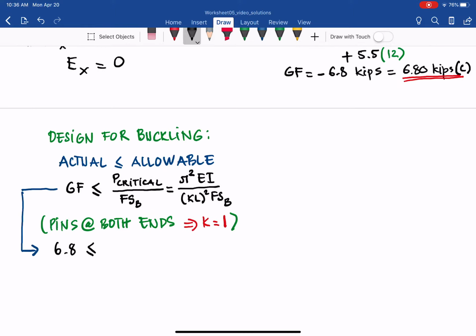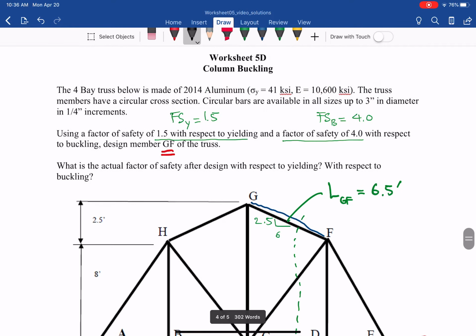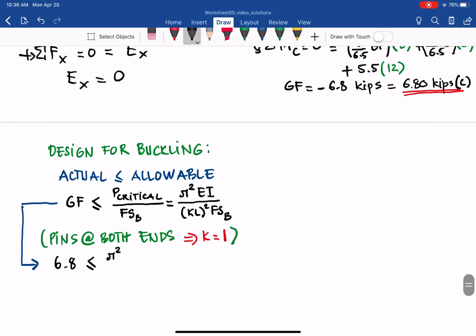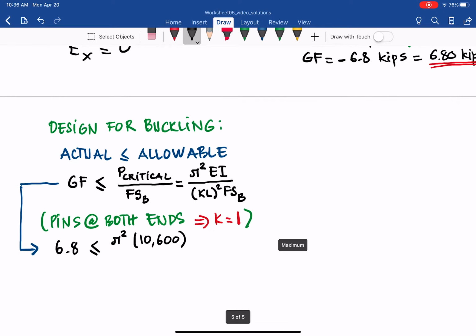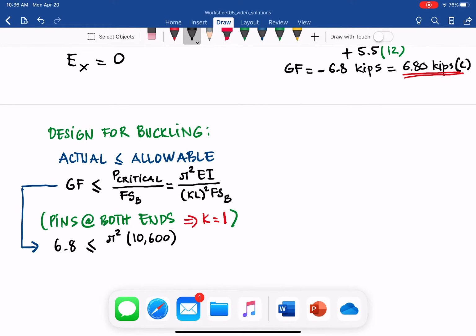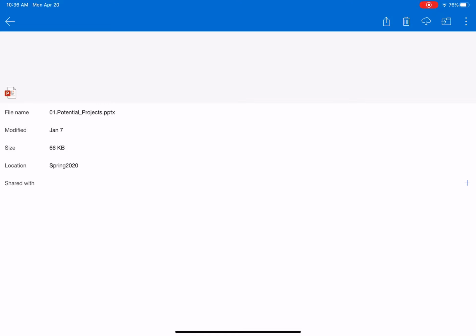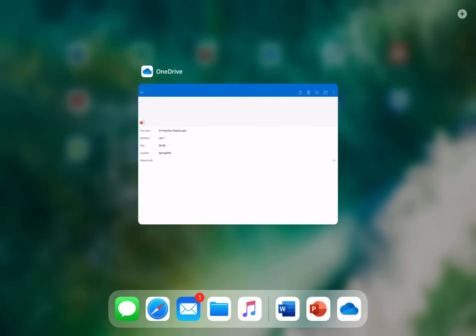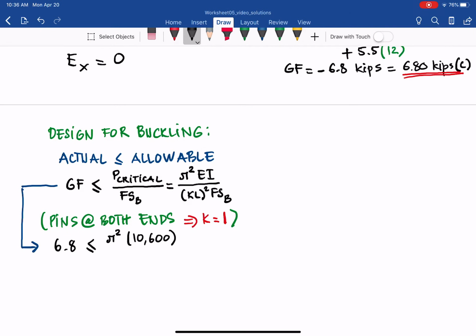Less than or equal to pi squared E. For aluminum, it's 10,600 ksi, so we have that here. For the I, for a circular cross section, if you go to the inside back cover of your book, it will be equal to 1/4 pi r to the power 4.